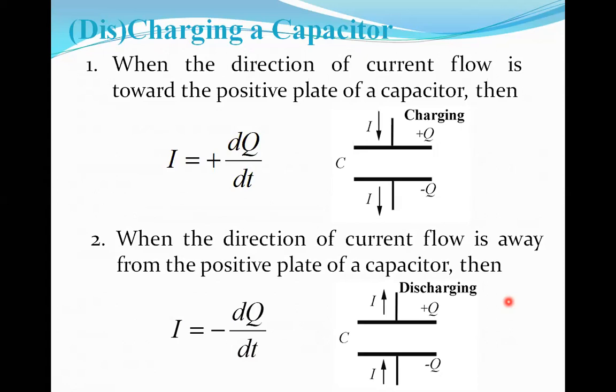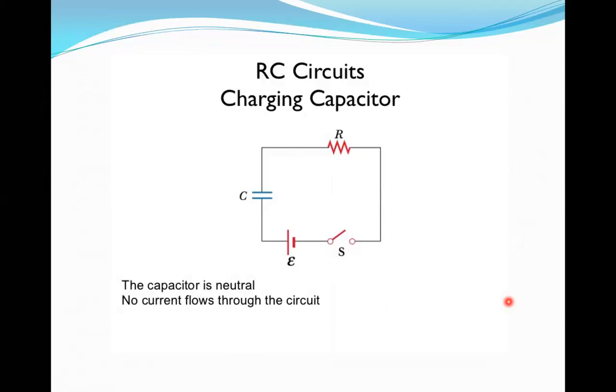Now let us understand what happens if we take a resistance component and a capacitor component connected in series. We can call it an RC circuit. The capacitor is neutral, and no current flows through it because the switch S is open. So what we did is we have taken a source EMF E, a condenser with capacitance C, and a resistance R, and this C and R are connected in series with the EMF.